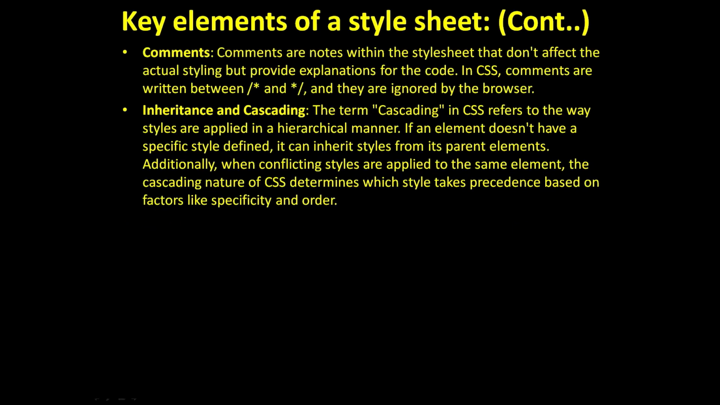The next one is inheritance and cascading. The term cascading in CSS refers to the way styles are applied in a hierarchical manner. If an element doesn't have a specific style, it can inherit styles from its parent elements. Additionally, when conflicting styles are applied to the same element, the cascading nature of CSS determines which style takes precedence based on factors like specificity and order.